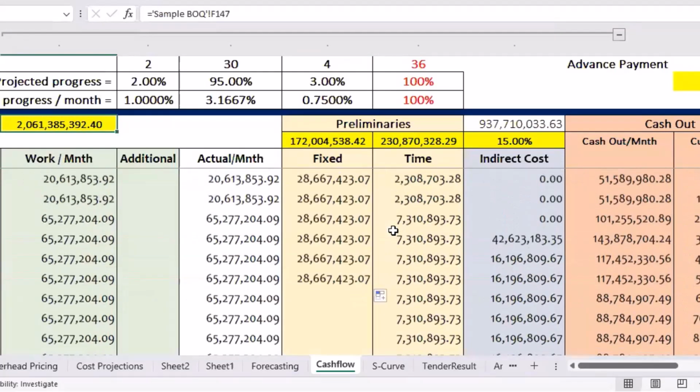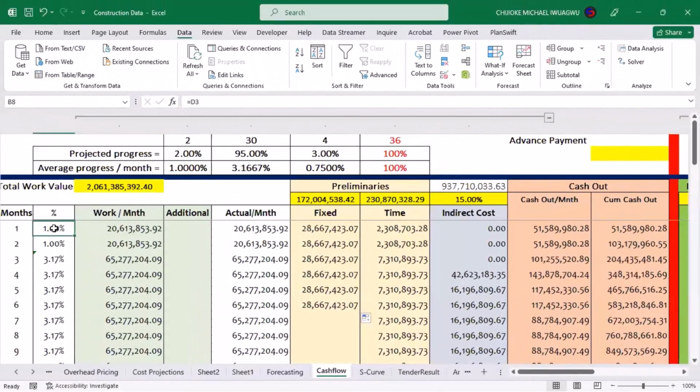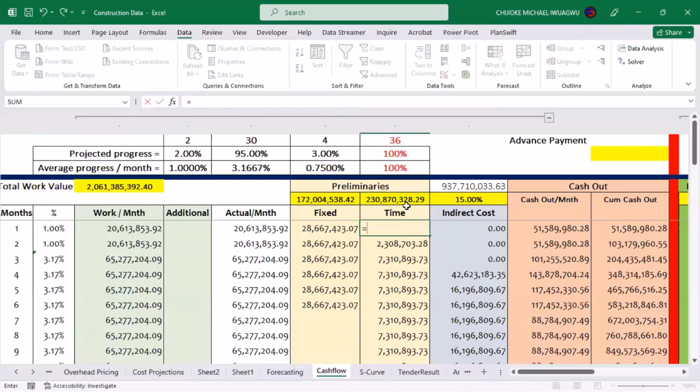And then for the time related, because we have already established a time progress or a time rate for our job, we'll now use this time rate to multiply them. So what we'll now do is we'll say, okay, this amount, make sure that you fix it with a dollar sign in front of the column and in front of the row.